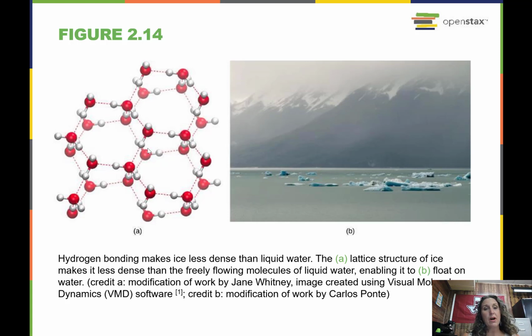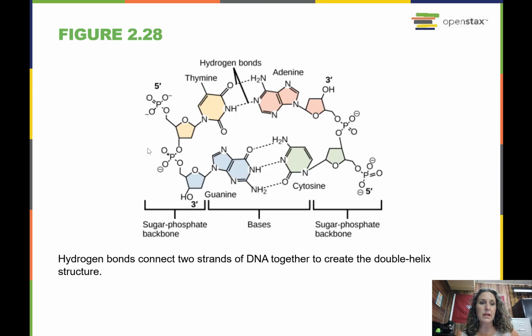Because of the hydrogen bonds, it makes ice less dense than water. So when water solidifies, it forms this sort of lattice structure, which makes it less dense so that it can float. So that's a characteristic of water because of its polarity. Hydrogen bonds also connect two strands of DNA together to create a double helix.